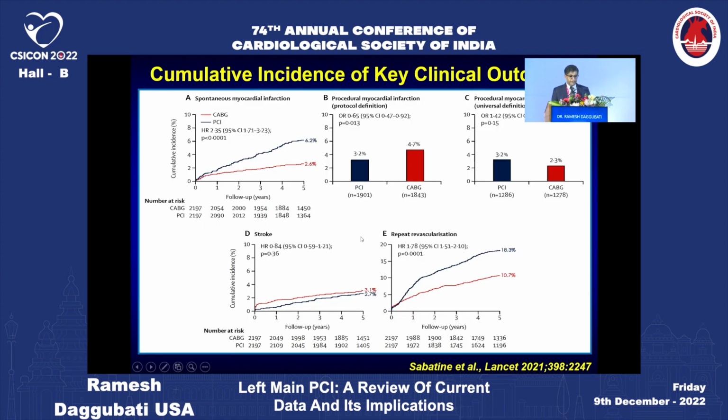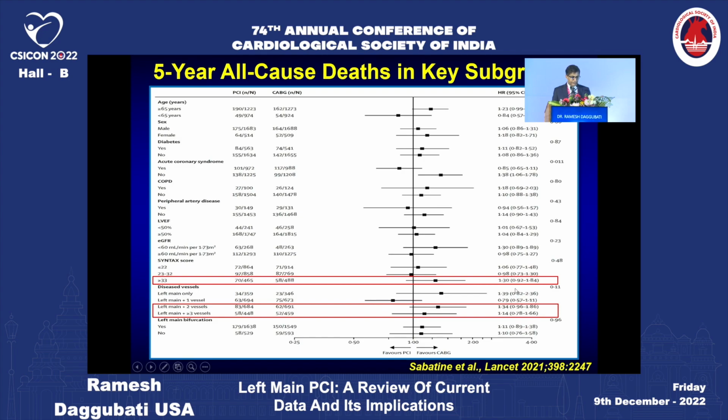So you look at cumulative incidence of key clinical outcomes in all of these trials. In bypass surgery, spontaneous myocardial infarctions are much lower than PCI, and procedural MI as well, as per protocol definition or universal definition. Definitely there is a slight increase in universal definition MIs in PCI as compared to bypass surgery. This has been a contention, because EXCEL used a protocol definition, which is slightly higher in CABG as compared to PCI. For stroke, there's no statistical difference, but repeat revascularization, once again, is higher in PCI, which is not unknown to all of us.